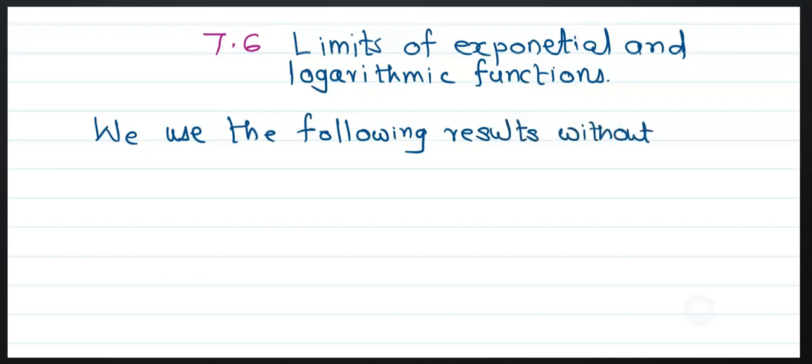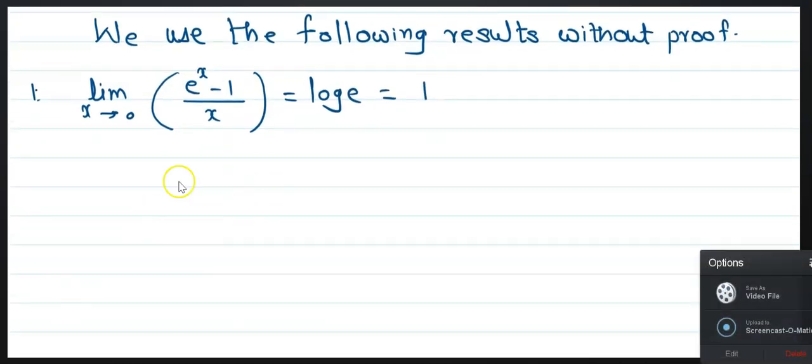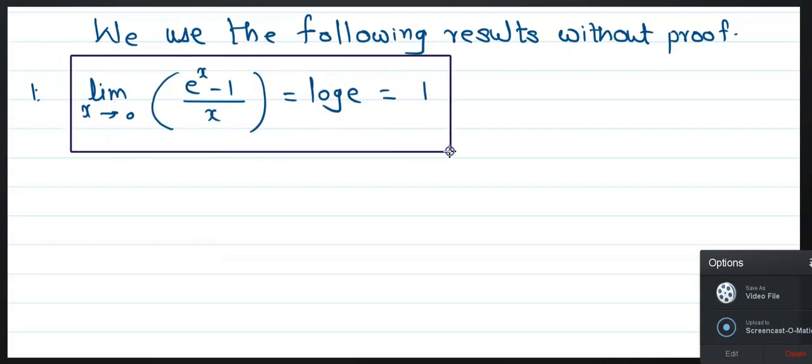We use the following result without proof. Limit x tends to 0, e raised to x minus 1 upon x is equal to log of e, and the value of log of e to the base e is 1. Therefore, this is the important result: the limit as x tends to 0 of e raised to x minus 1 upon x has the value 1.